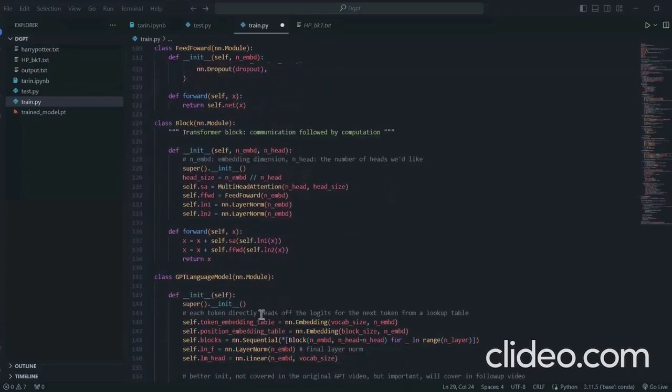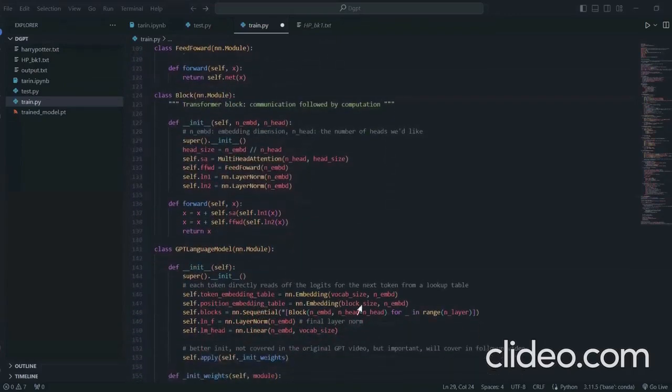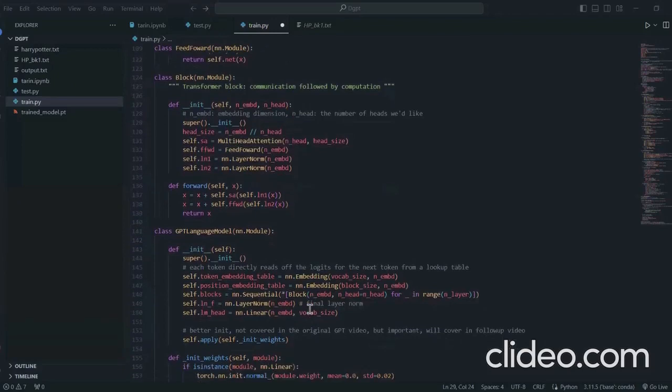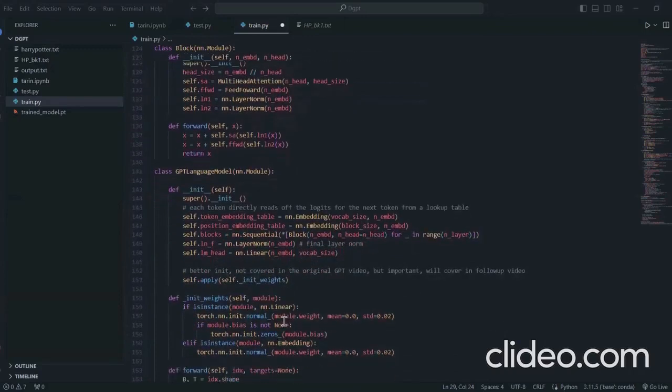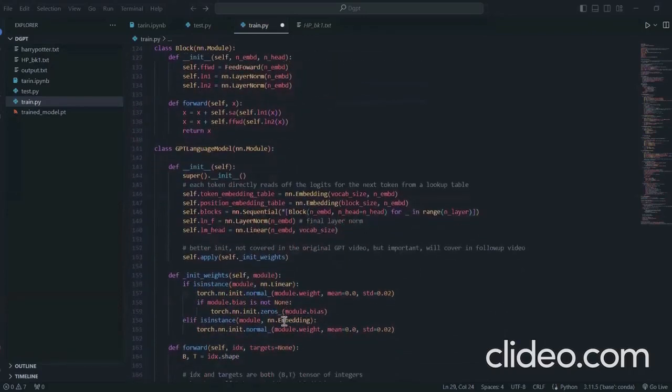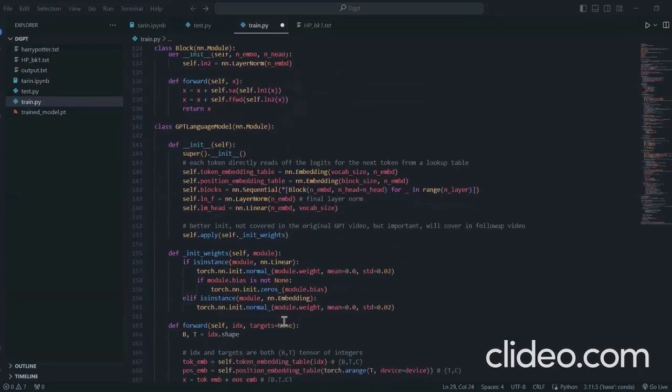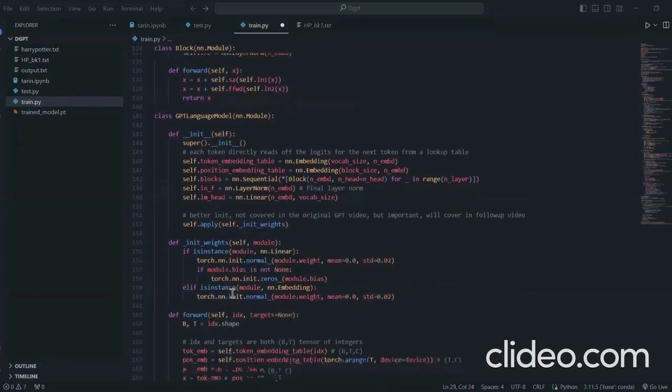Now, next up is the GPT language model, which encapsulates the entire architecture of the language model. It initializes embeddings for tokens and positions. It stacks multiple transformer blocks together. It applies layer normalization after the transformer blocks, and it also defines the final linear layer, which is the LM head, that predicts the next token.